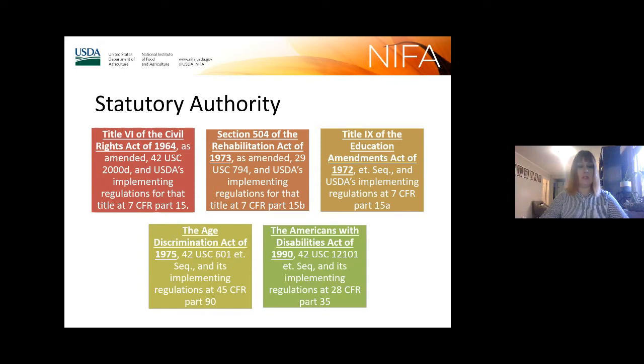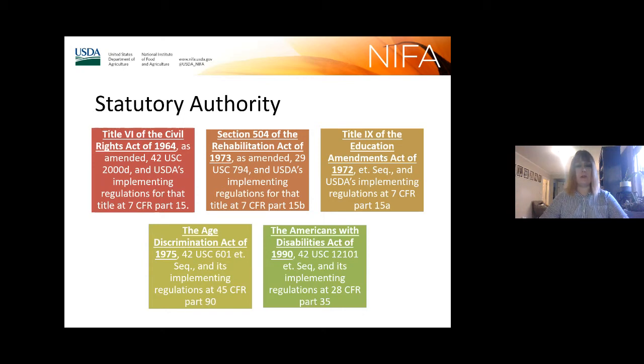The Americans with Disabilities Act, we also are covered under that law, and universities are covered under that law. It also prohibits discrimination based on disability, but in many other contexts, including public entities such as universities.